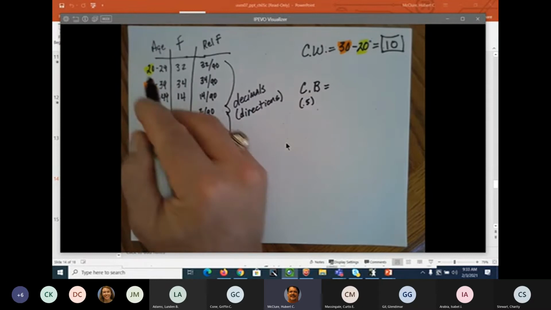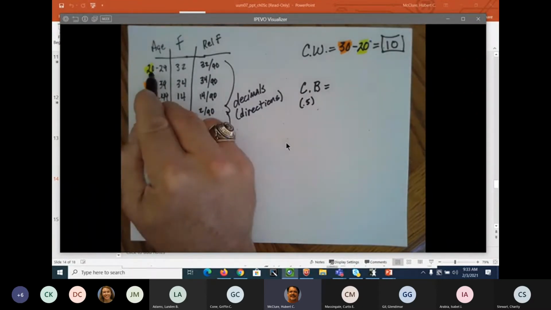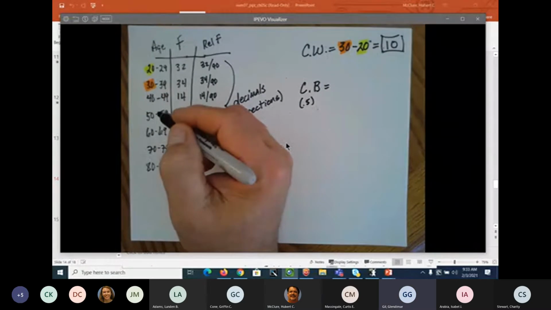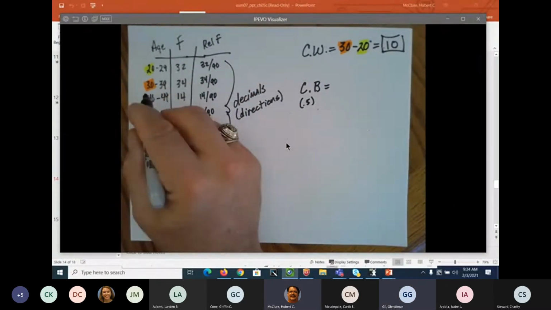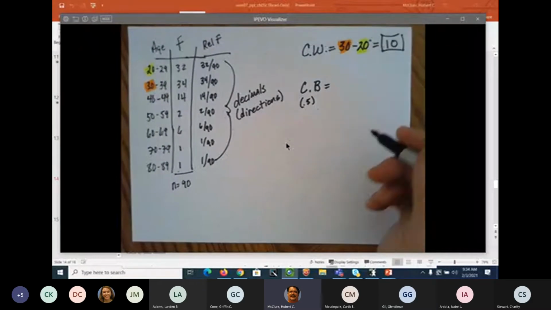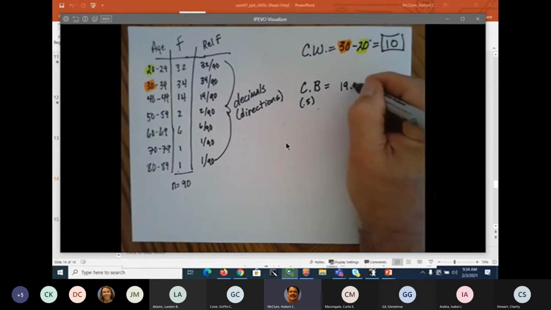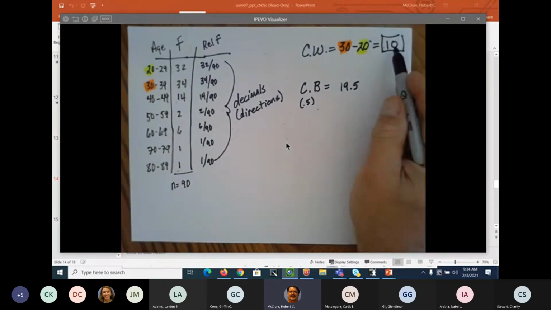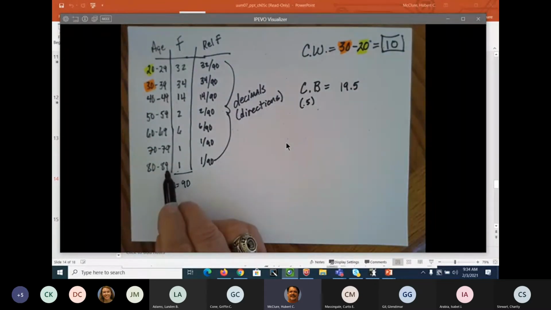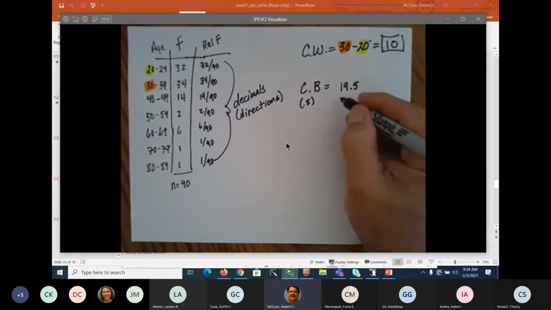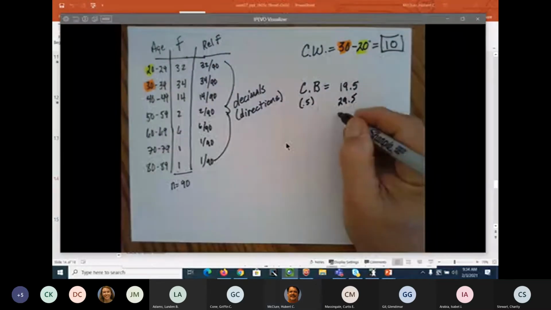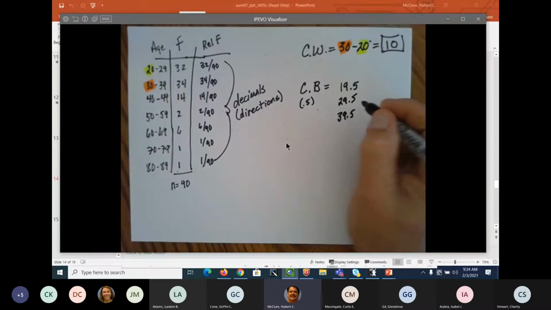All right, somebody tell me what number comes before 20? 19.5. 19. So I'm going to add that 0.5 to 19, and that is my first class boundary. Now, you could do that with each number, or you could just add 10 until you get up to 89.5. I don't care which way you do it, but I'm going to go ahead and add 10. That'll be 29.5. That comes before 30. 39.5. That comes before 40.